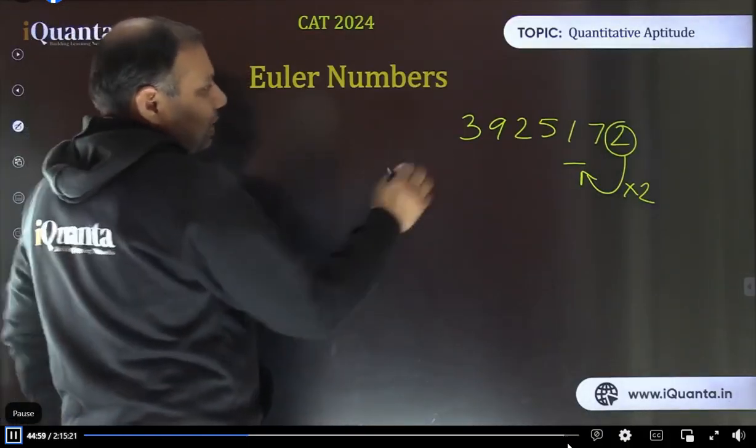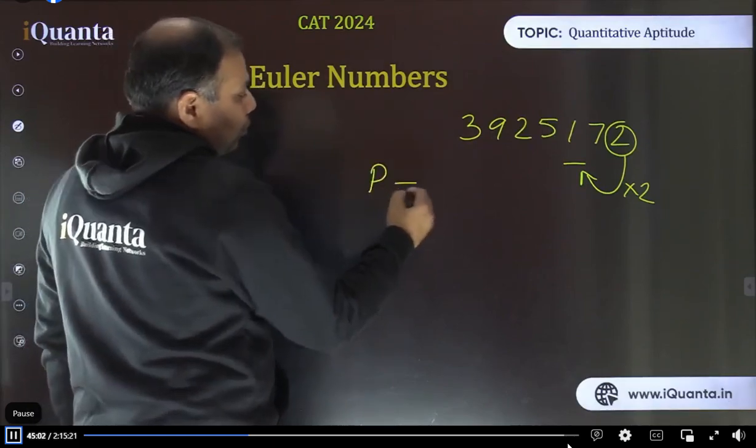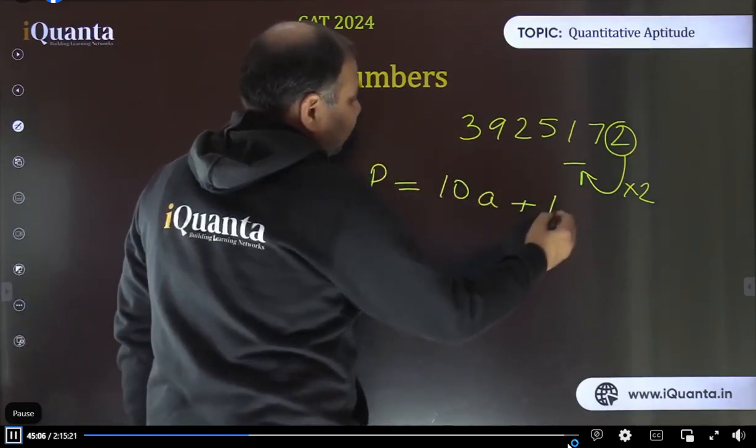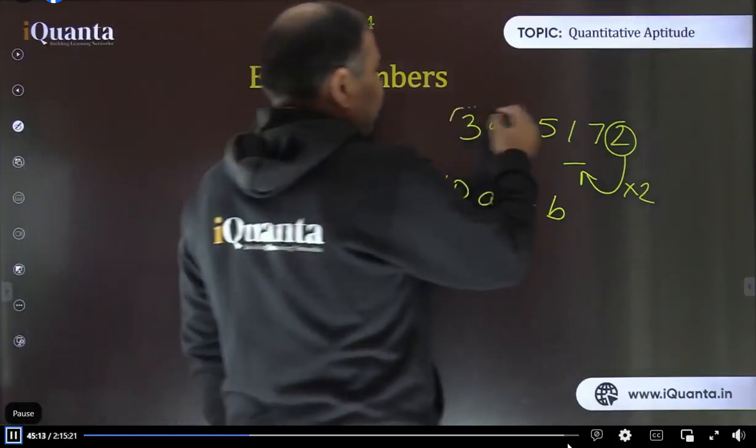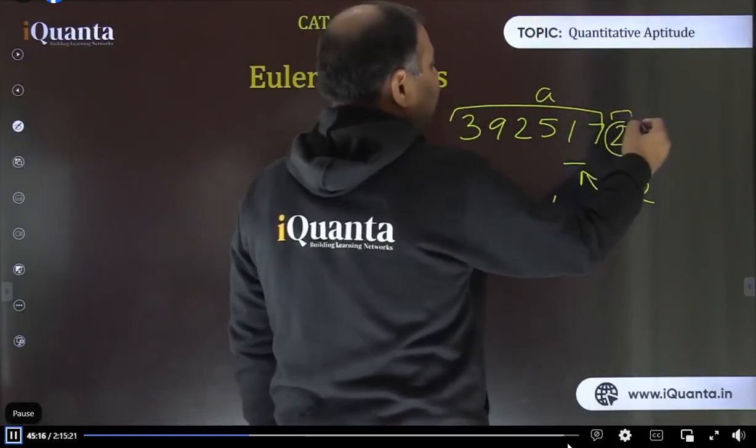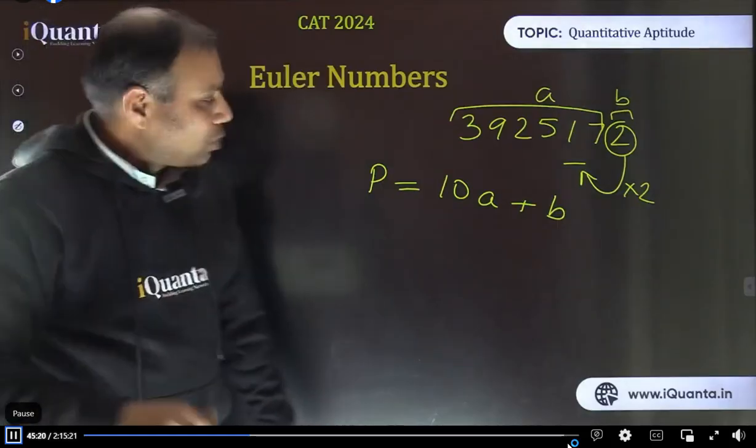So let's take the unit digit separately. Make it 10a plus b. This is the number 10a plus b, where b is the unit digit and the remaining number is 10a. This part is a multiple of 10. This is a and this is b. ठीक है? So how are we going about this? This is 10a plus b.